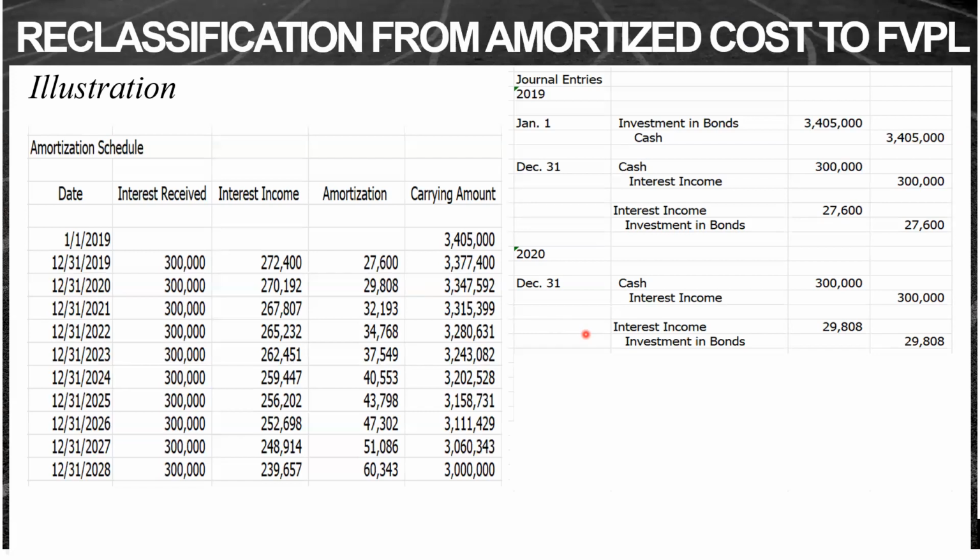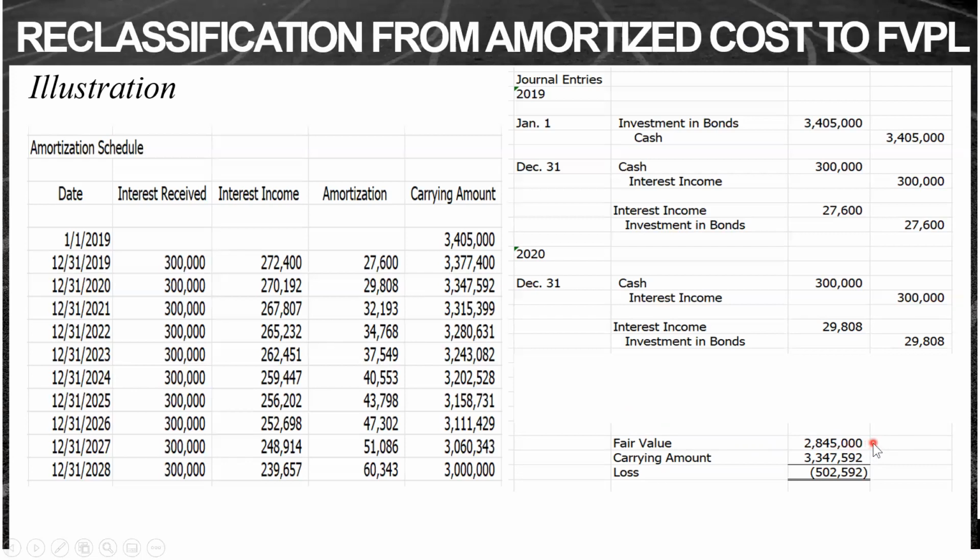Pagdating ng 2021, kasi di ba sa 2020, nag-change sila ng business model. So ibig sabihin, ang reclassification natin will be on January 1, 2021. So anong gagawin natin sa January 1, 2021? So what you're going to do, class, is i-compare natin yung fair value. So ito yung fair value natin. So binigay sa problem, ang sabi sa problem, sa January 1 daw, yung fair value niya ay 2,845,000.